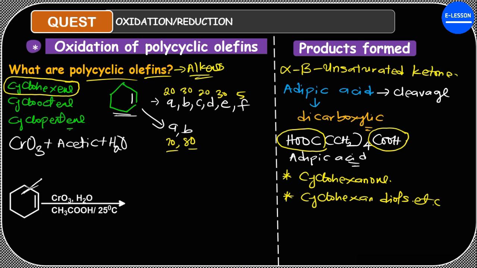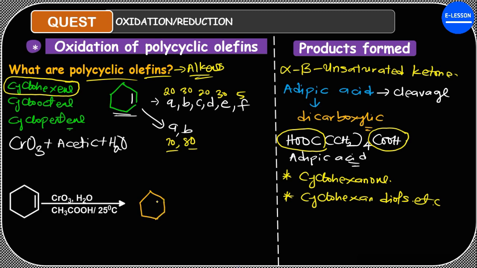Now, taking this into cognizance, if you oxidize this with chromium trioxide and acetic acid, followed by hydration with water at a temperature of 25 degrees Celsius, what is the product that we are expected to form? Now we are going to form an alpha-beta unsaturated ketone, and that product is this. This is what we call alpha-beta unsaturated ketone.